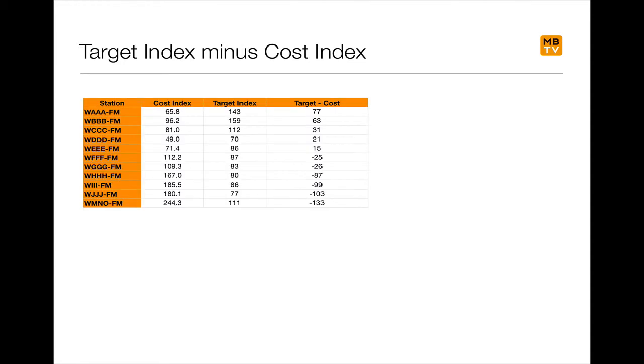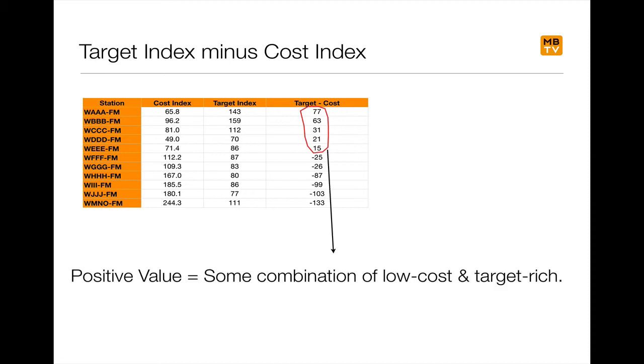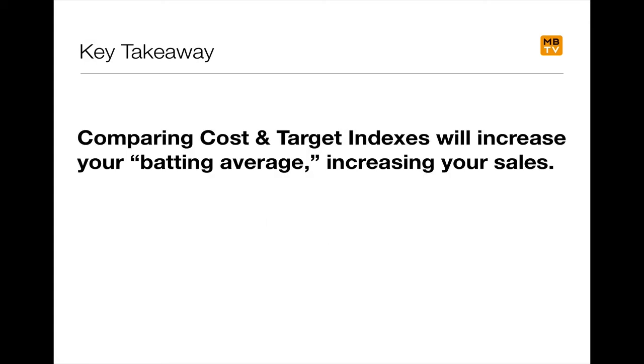We subtract the cost index from the target index to measure that spread. So, there's two ways to get a positive value here. Either be really target rich or be really cost efficient by having low rates, or some combination of those two things. So we see here there are 5 stations that offer a positive value when subtracting cost index from target index. And that means it's some combination of low cost and target rich. So those are the stations that we would focus on as we were planning for this HVAC dealer.